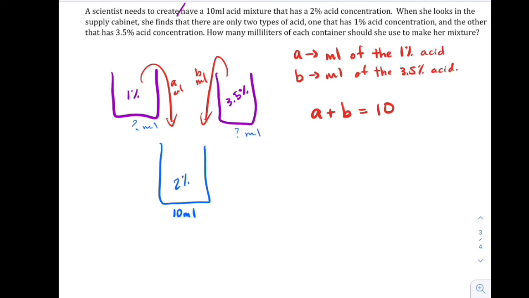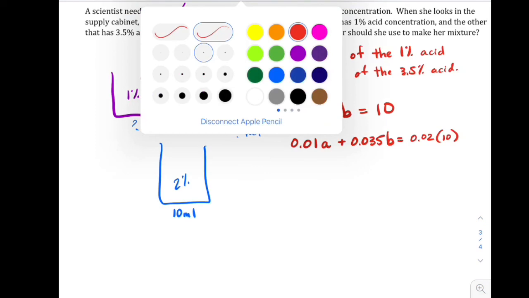Next one, we need to talk about the amount of acid that's being poured out. So from A, I know it's 1%. So 0.01 A, that's 1%, plus 3.5% is acid in the other one. So 0.035 B is equal to, I want my mixture to be a 2% mixture, times 10.